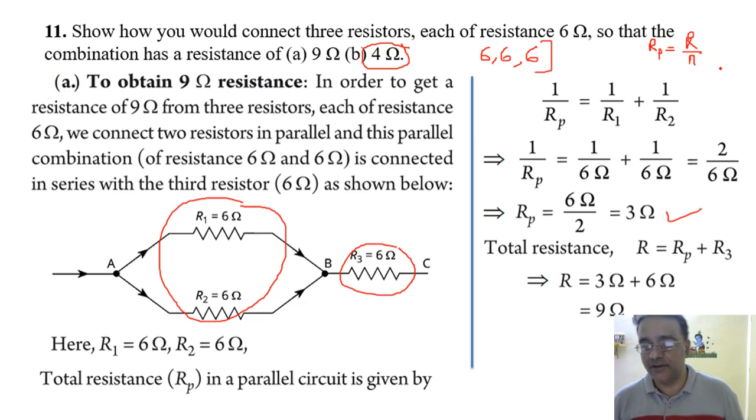This is the rough work only. So R is 6 and N is 3. So 6 by 3 is 2. So if we connect 6, 6, 6 in parallel, we get 2 ohm.